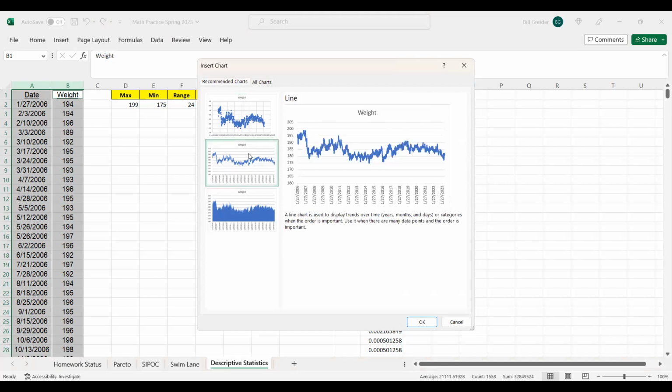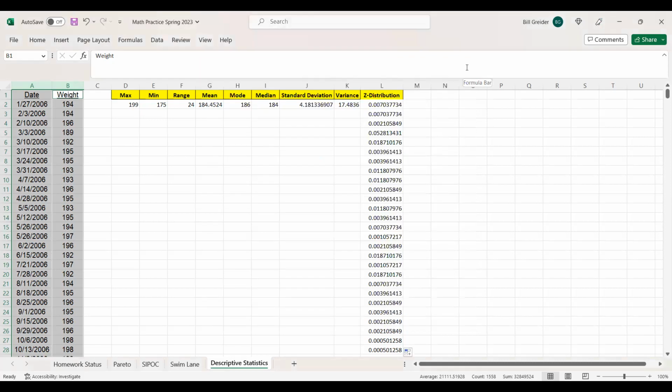Or I can do a line diagram, which again is just one piece of data after another, like a line chart, right? So there's a whole bunch of things we can do like that. But what I'm interested in is I want to know if my process is a bell-shaped curve. Is it normalized? Is it a normal curve?